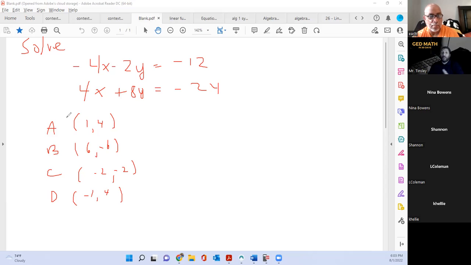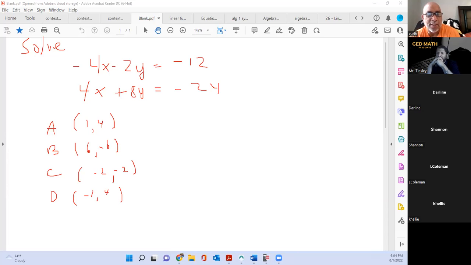But say, for example, we had a problem like this on the GED, and it gave us a system of equations: minus 4x minus 2y equals negative 12, and 4x plus 8y equals negative 24. And it had multiple choice options of 1 and 4, 6 and minus 6, minus 2 and minus 2, and negative 1 and 4. Can anyone tell me how they would solve this problem?